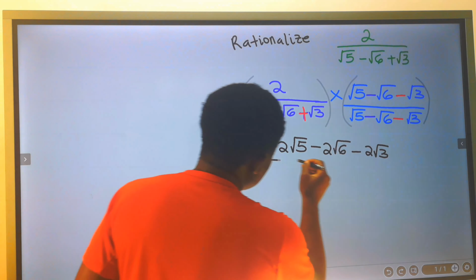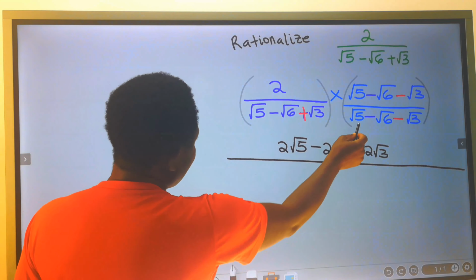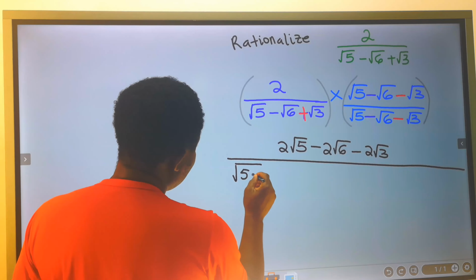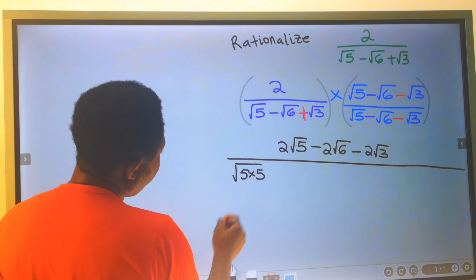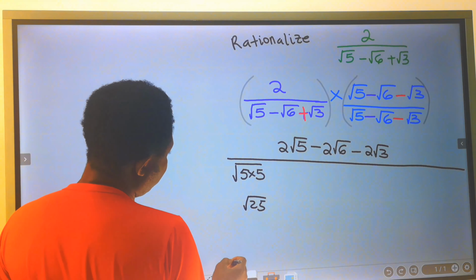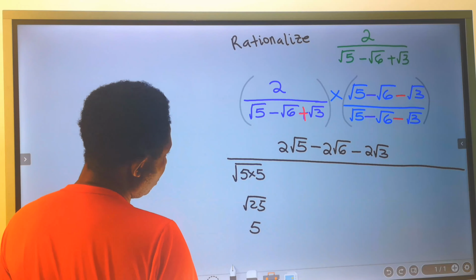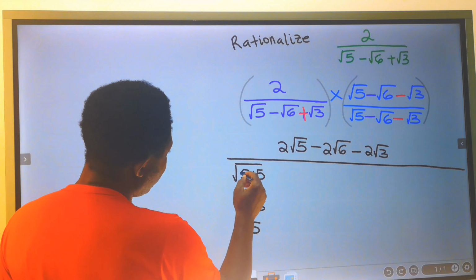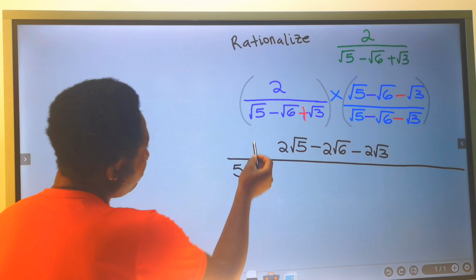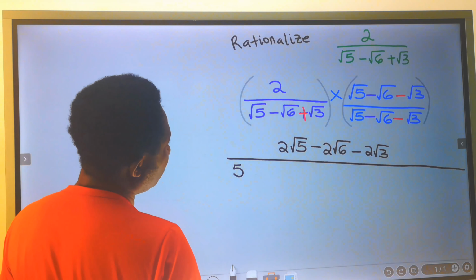Next, at the denominator, the square root of 5 will multiply the square root of 5. And we're going to have the square root of 5 times 5. 5 times 5 will give you root 25. And the square root of 25 is 5. Hence, this position becomes only 5. Next, root 5 will multiply minus the square root of 6.